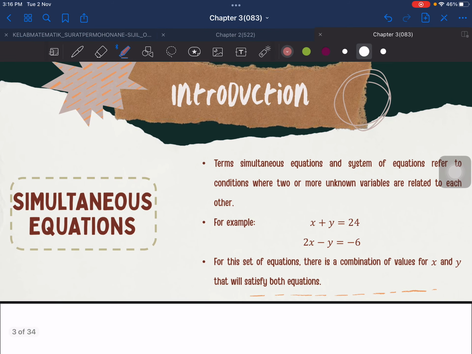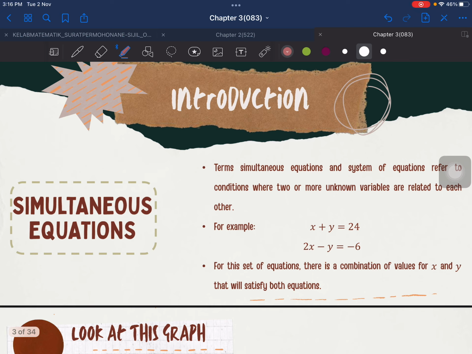Okay, so as an introduction, what is actually the simultaneous equation? The terms simultaneous equation and system of equation refer to a condition where two or more unknown variables are related to each other. Maksudnya dua ataupun lebih unknown variables, maksudnya variable yang kita tak tahu nilainya, berkaitan di antara satu sama lain, x and y.